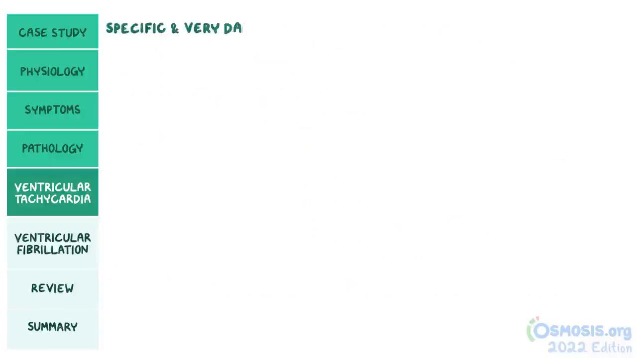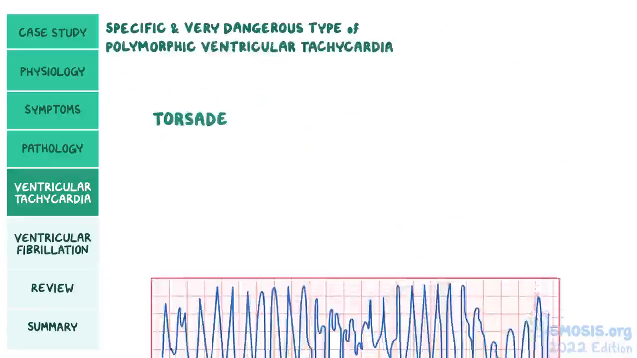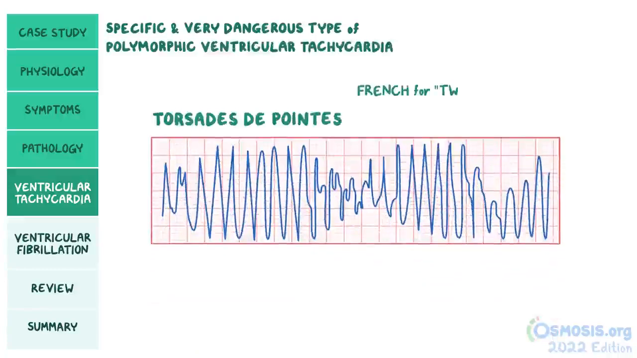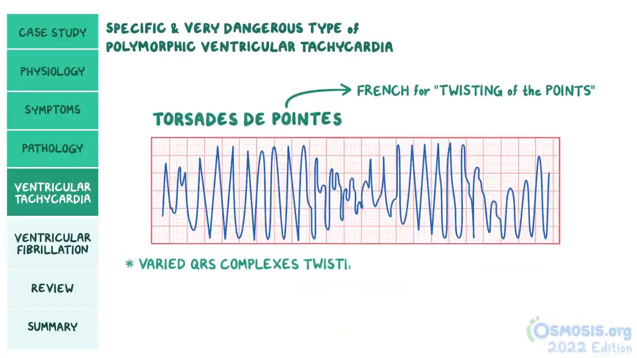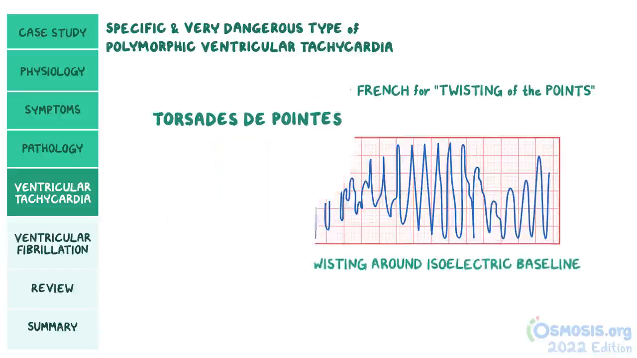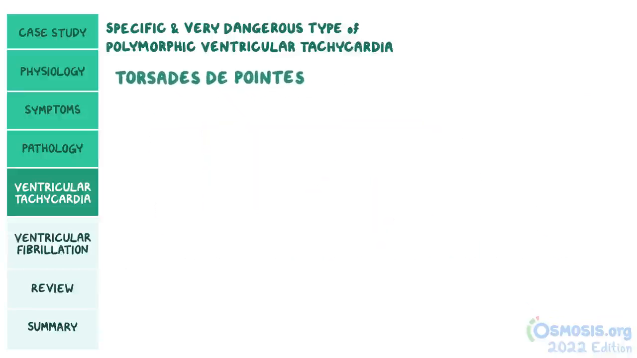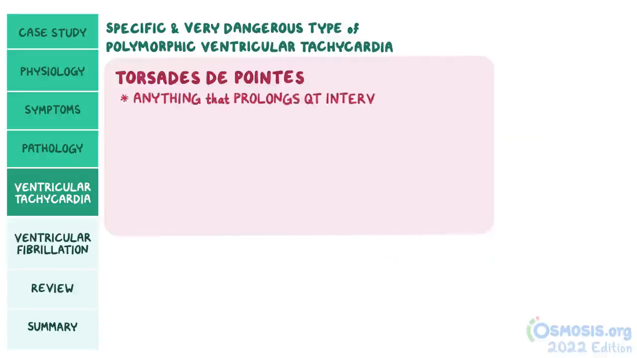A specific and very dangerous type of polymorphic ventricular tachycardia is known as torsade de pointe, which is French for twisting of the points. This is because on ECG, the varied QRS complexes give off the appearance that they're twisting around the isoelectric baseline. For your exams, remember that torsade de pointe is associated with anything that prolongs the QT interval.